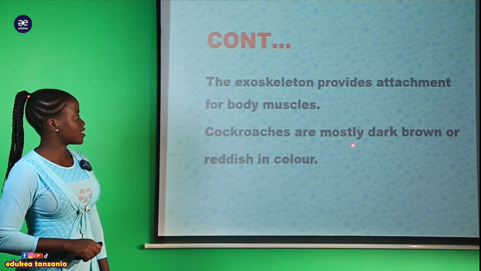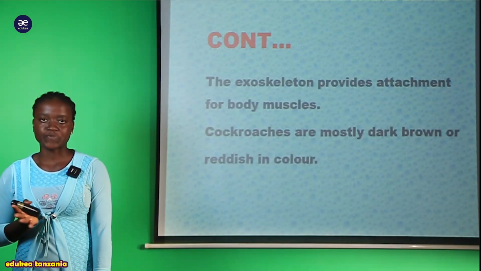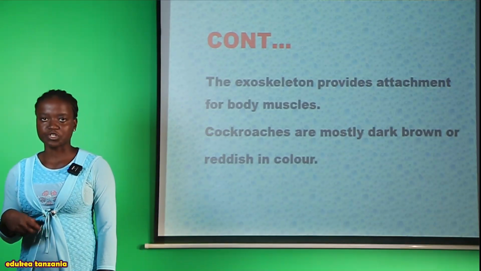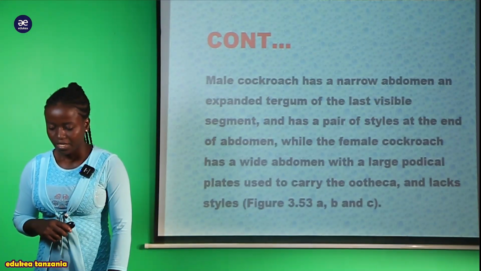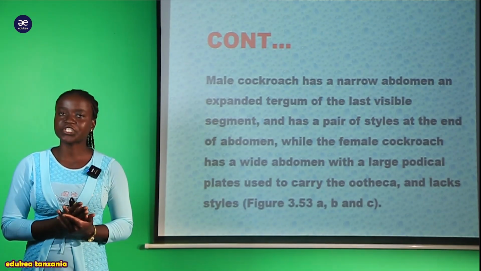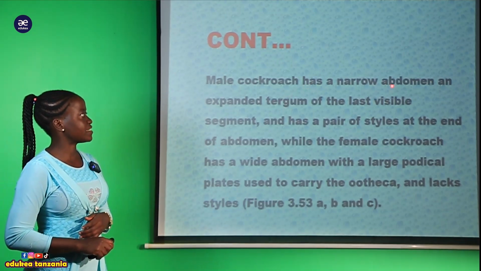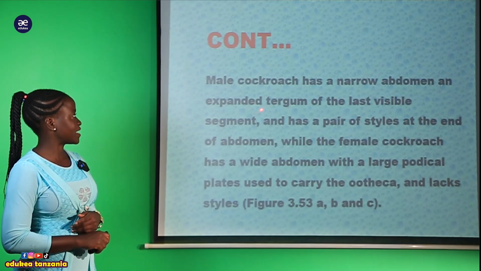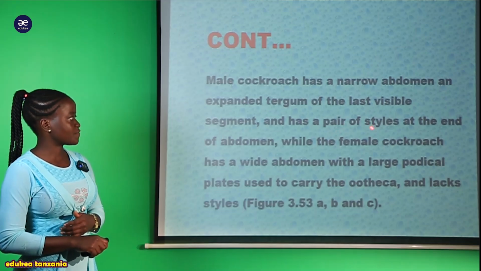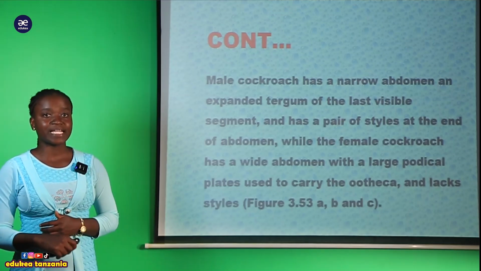And also cockroaches are mostly dark brown or reddish in color. So how organism pia wanatofautiana between one species and another. Wengine unakuta wana rangi ya dark brown, lakini wengine unakuta wana rangi ya reddish brown, depending on where they are located. So also, how can we differentiate between a male cockroach and a female cockroach? Here we can say that the male cockroach has a narrow abdomen and expanded tergum of the last visible segment and a pair of styles at the end of the abdomen. Kwa hiyo ndio structure ya male cockroach.